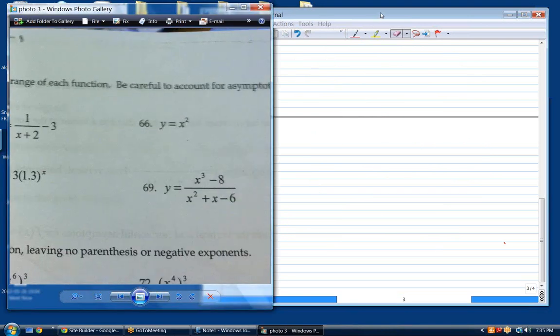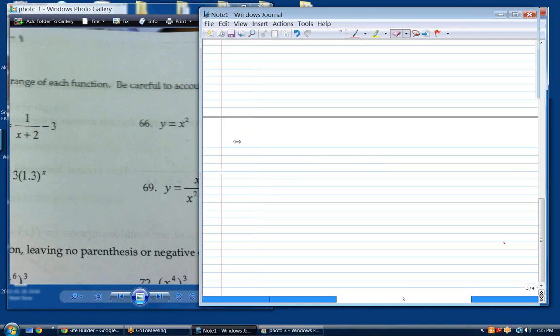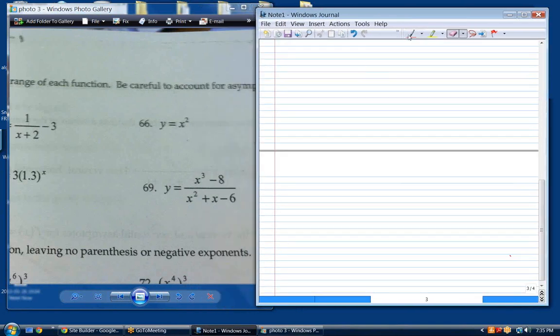All right, here we have a polynomial divided by a polynomial.